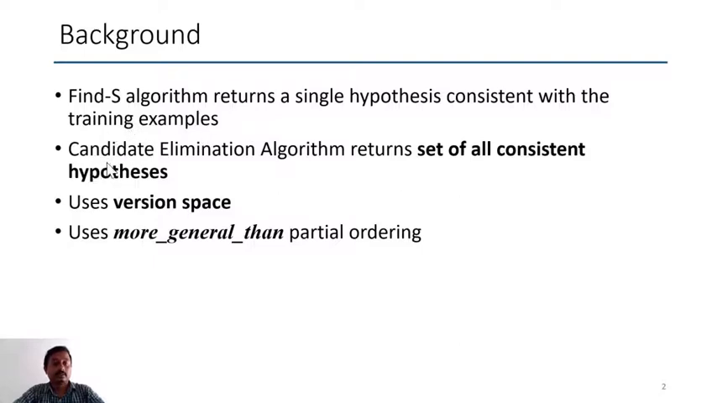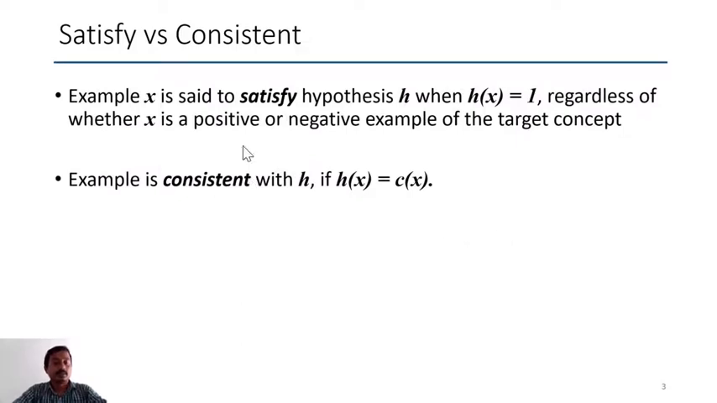Unlike the find-s algorithm, the candidate elimination algorithm returns a set of all consistent hypotheses. It uses the concept called version space that we will see later, and again it uses the more general than partial ordering concept. In the find-s algorithm, we repeatedly use a keyword called satisfy, and in the candidate elimination algorithm, we are going to use the keyword called consistent. So, what is the difference between these two keywords? There is a subtle difference between these two concepts.